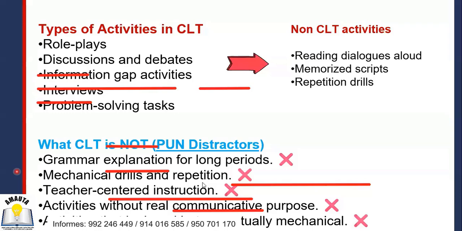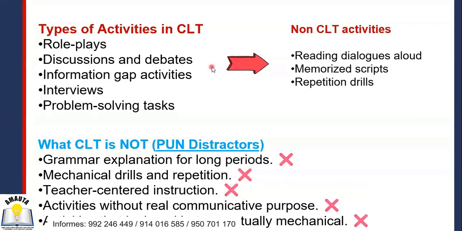So if this approach stands for active communication, meaningful context, authentic activities, interaction between students, the types of activities we should promote in our sessions are role plays, for example, discussions, right? Debates, the information gap activities that I also explained the first session, right? Interviews and problem solving tasks.